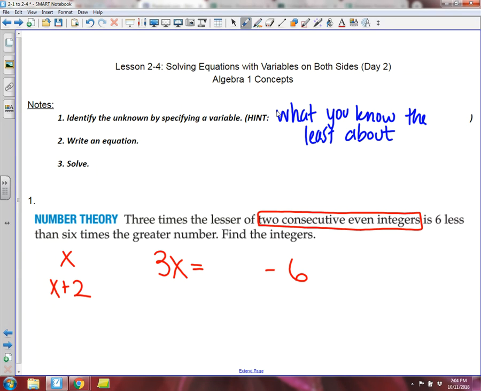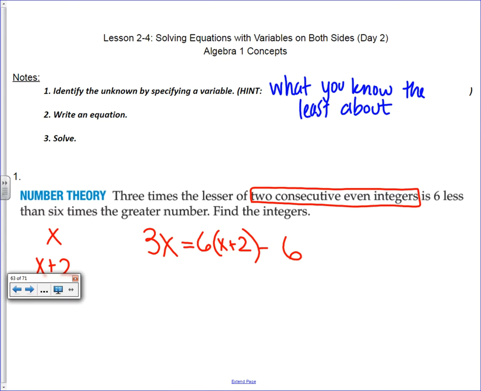And then it says 6 times the greater. Which of these is the greater? X plus 2. So it's 6 times the greater. How do we all feel about that? A-okay? Okay, we're going to go around the room here. I'm going to start over here with Mr. Stahl. How am I going to solve that? Okay, what do you got?